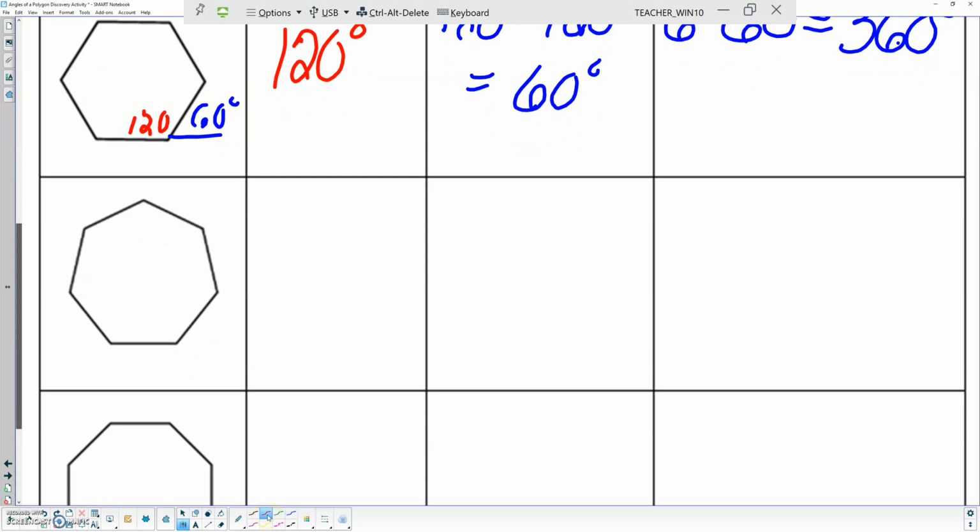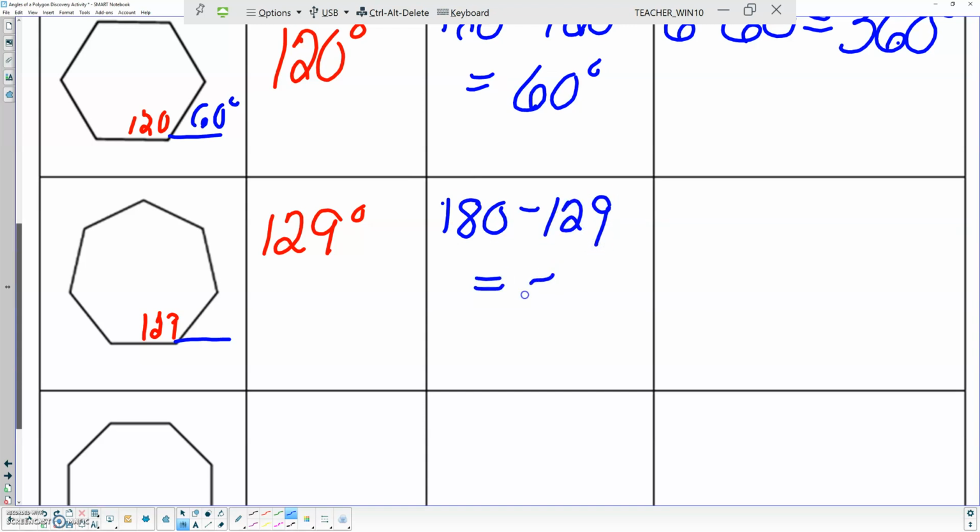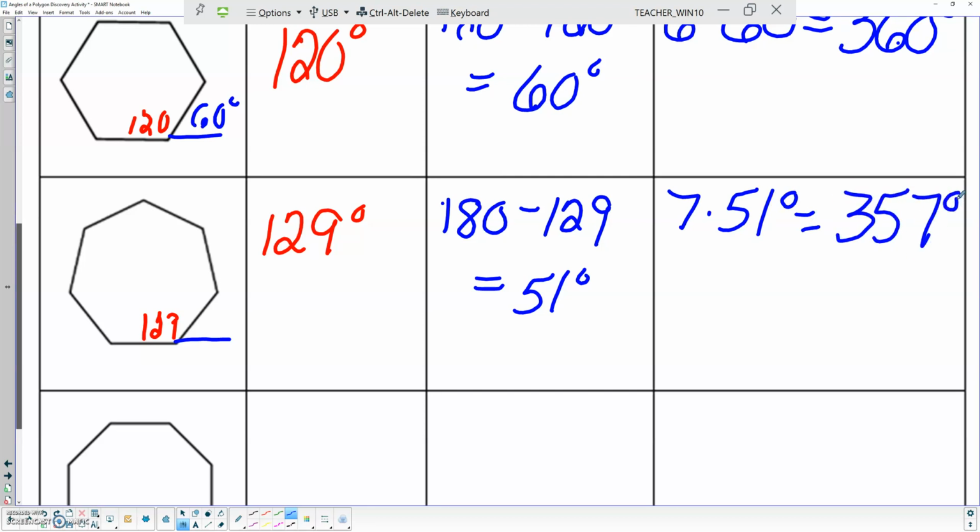So this one was our septagon. So keep in mind that with the septagon, it didn't divide evenly, so we rounded a little bit. So we said the interior angle was 129. So to find the exterior angle, 180 minus 129 is 51. And then there's 7 sides or 7 angles. So this one, again, because we rounded, we're getting an answer of 357. But if I were to keep all those decimals in the calculator, I should get 360 degrees.